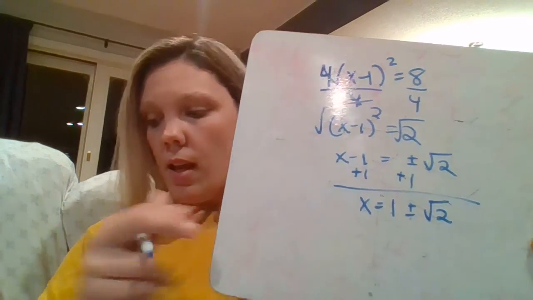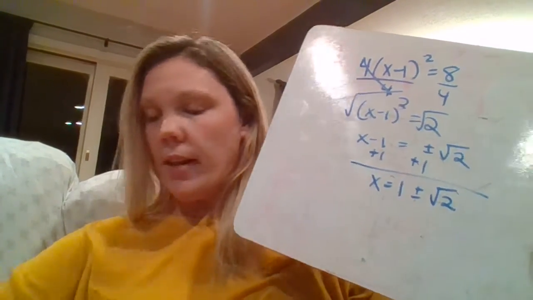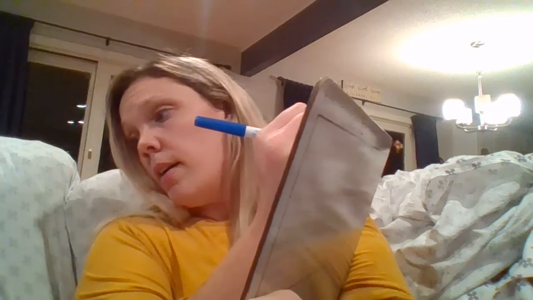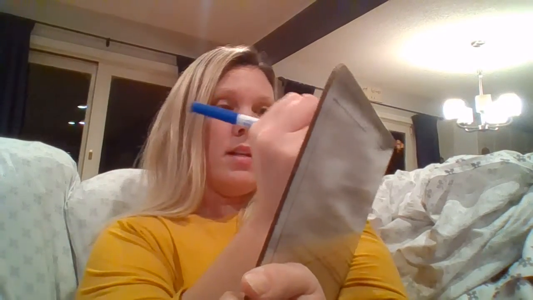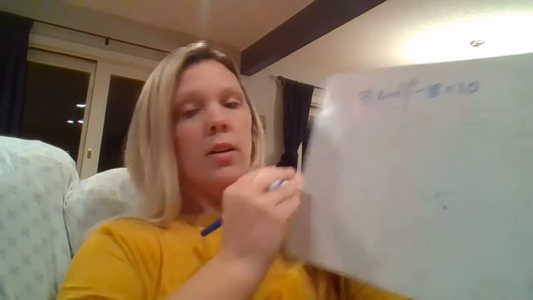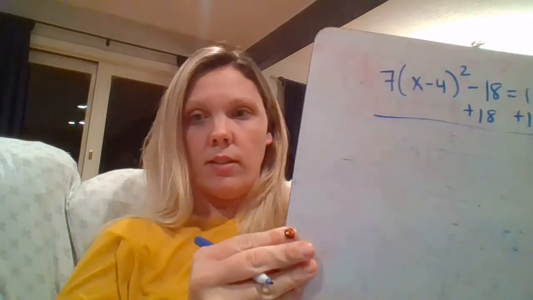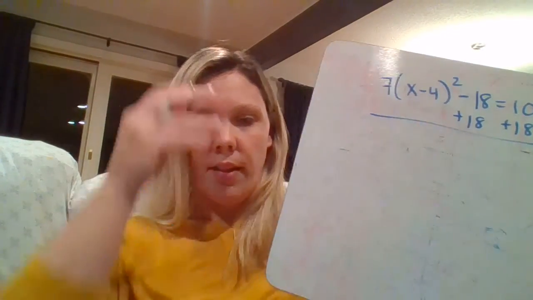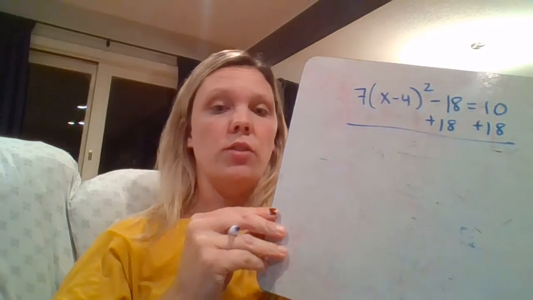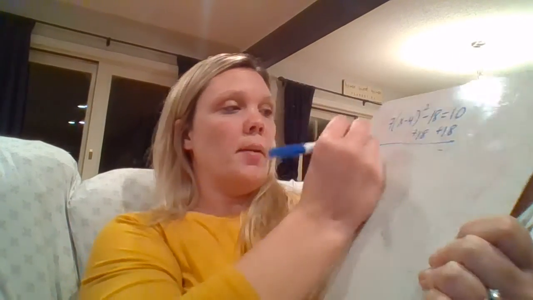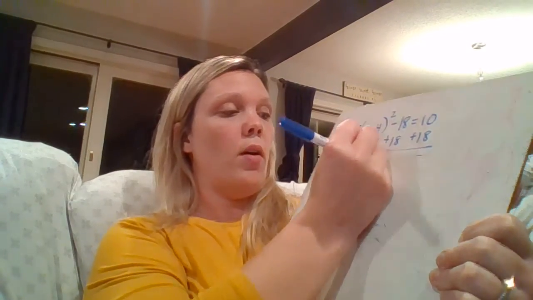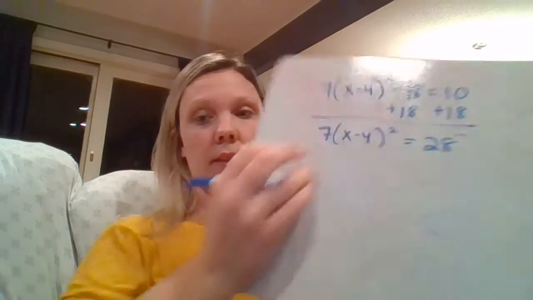Hopefully that makes sense. And then the last one was very similar, and the reason why is you distributed again. So I'm just going to erase that. And then the last one, which was 7 times (x minus 4) squared minus 18 equals 10. So what I'm going to do is add 18 to both sides first to isolate the square. You distributed in the 7 and then tried to combine like terms. And again, you can't do that because of that exponent. So I end up with 7 times (x minus 4) squared is equal to 28, like that.